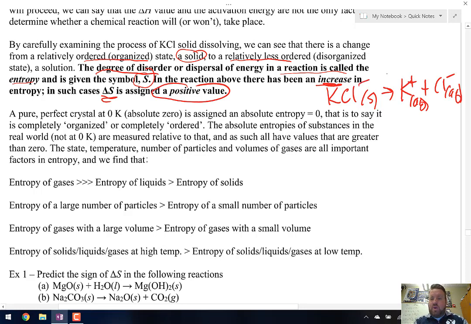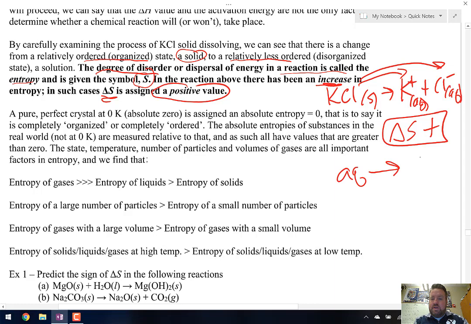So in this case, going from a solid to aqueous is much more disorganized, and therefore delta S is a positive value. If you're going from, say, aqueous to a solid, that's becoming more ordered, more organized, and therefore delta S would have a negative value associated with it.